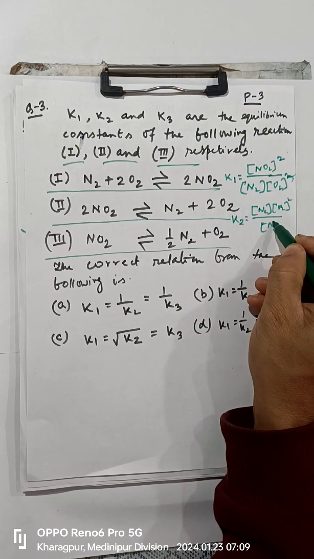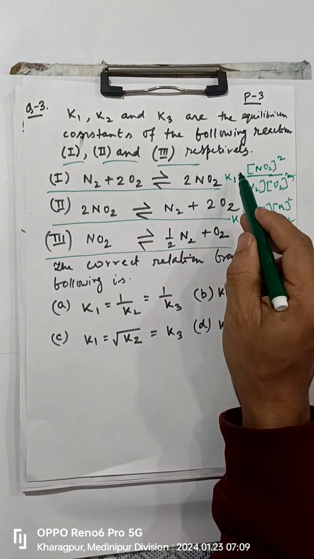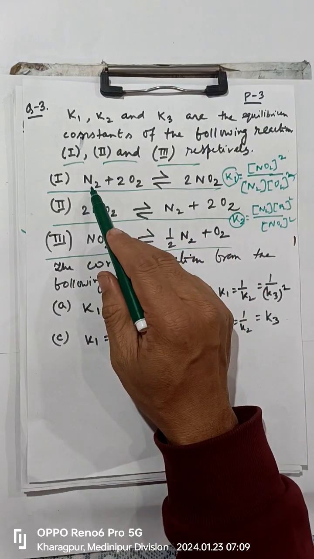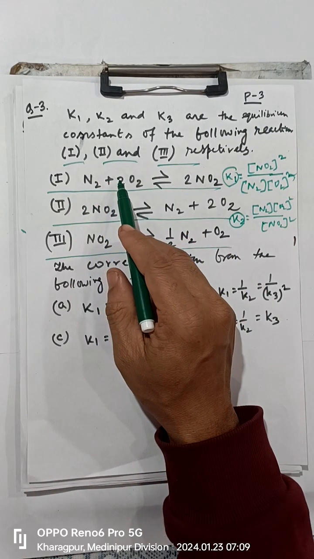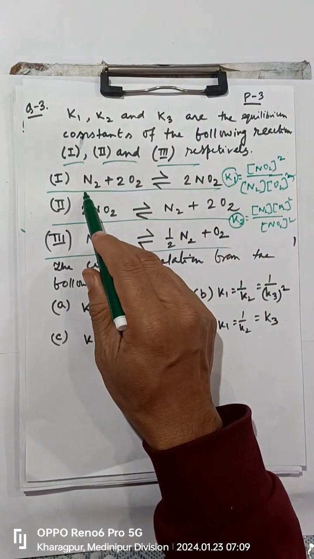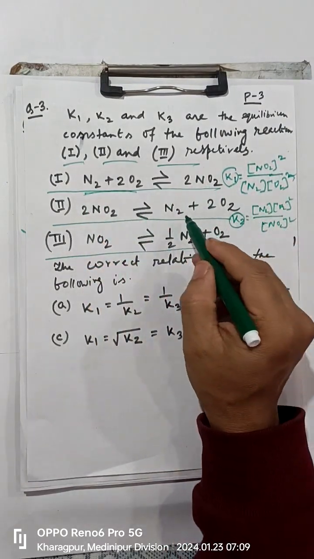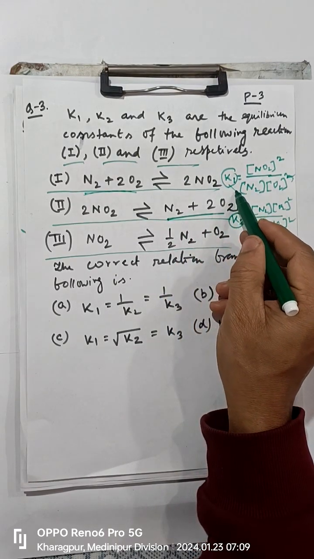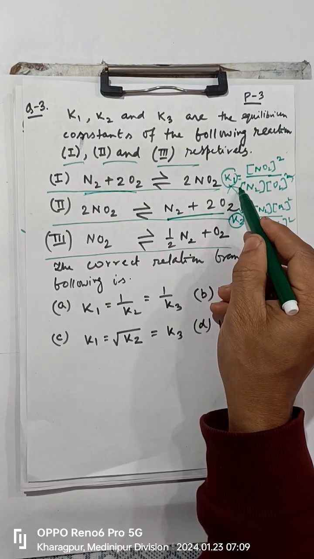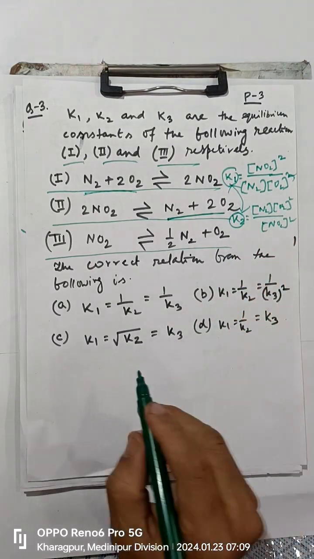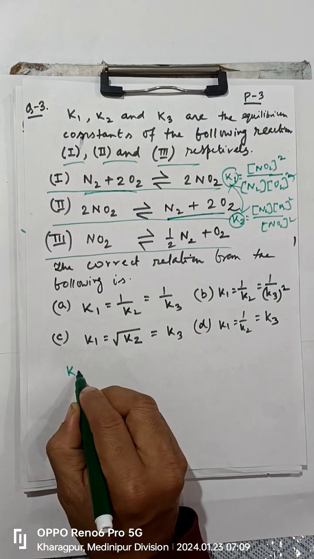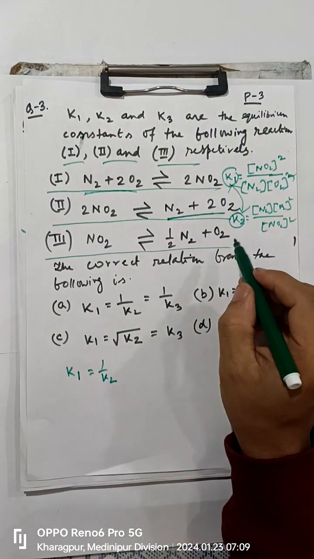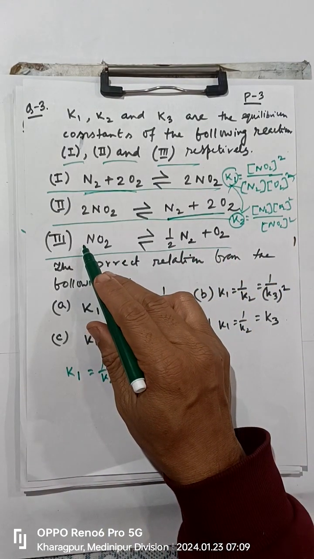by NO2 square. So it is clear from reactions 1 and 2 that they are opposite to each other. Here the reactant is behaving like a product in the second reaction. So K1 and K2 will be the reciprocal of each other. So we have seen here, K1 is equal to 1 by K2.